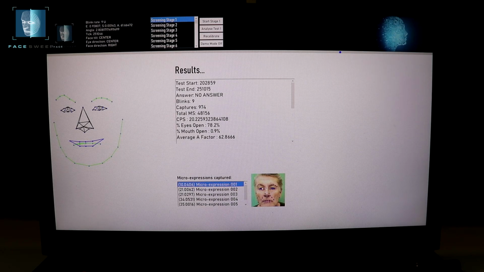The eye position stayed close to center for 99.9% of the time. The first facial event that FaceSweep will identify and drill down on occurs at the 10.04 second mark. This event picks up on an adjustment of the right eyebrow, as well as a slight purse of the lips.